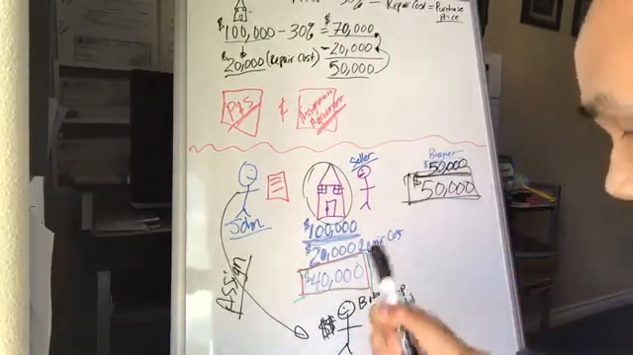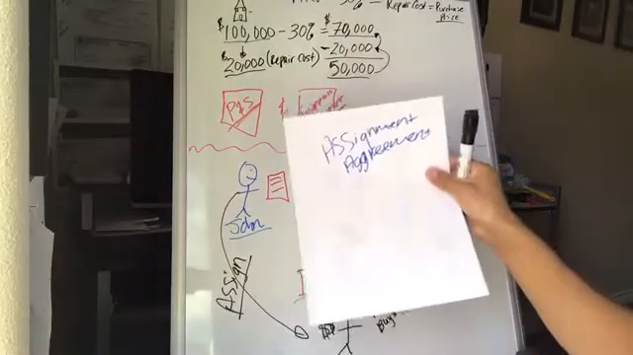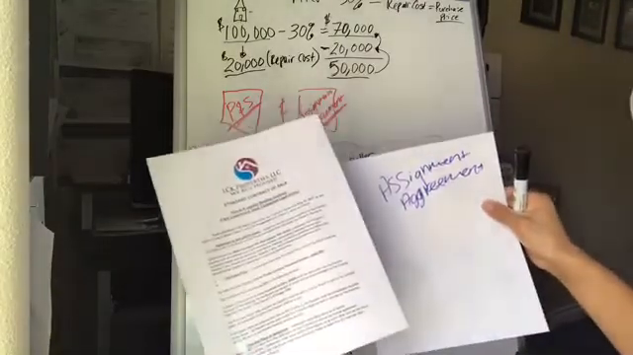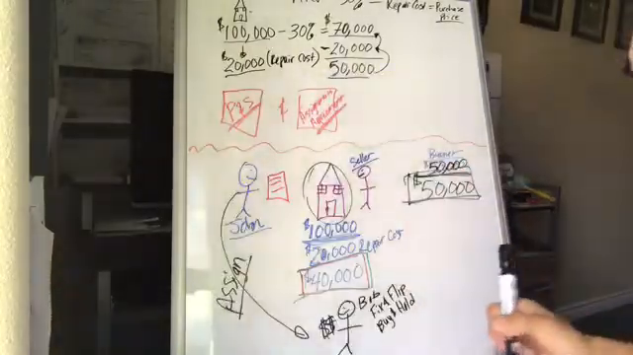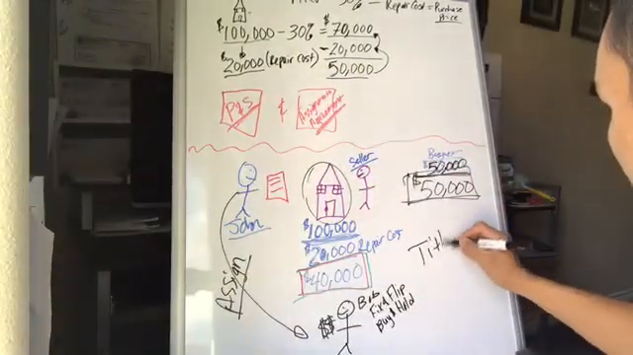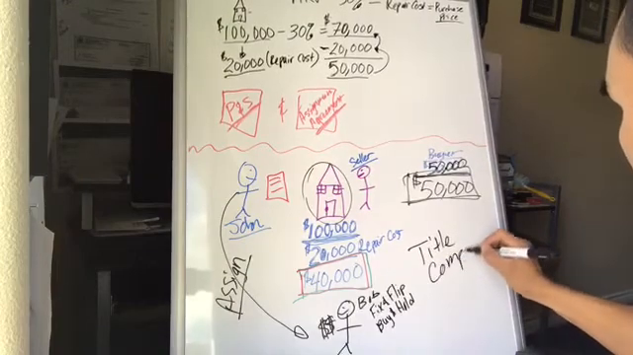you're going to take this assignment agreement and the purchase and sale agreement, and you're going to send it into the title company.